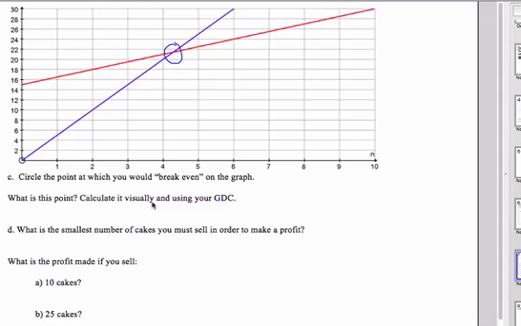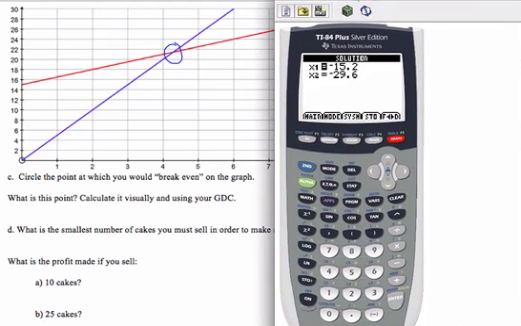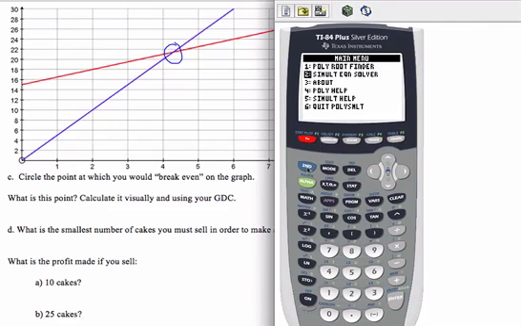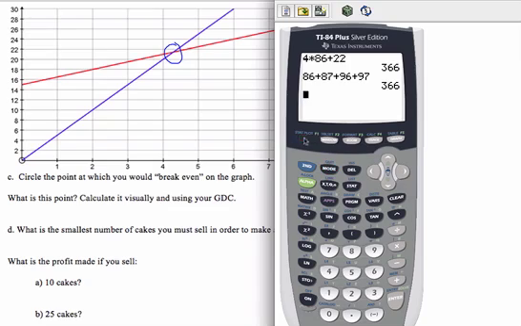So what is this point? Calculate it using your GDC. It looks kind of complicated, so we're going to actually calculate it on our GDC to get the exact value. Let's graph that. Let me just quit and go to y equals. So let's graph the first equation. Well, we had 5x, or 5n. That was your revenue. The cost was €1.5 per cake plus €15 startup cost. Okay, we'll graph that. You can see the intersection point right there.